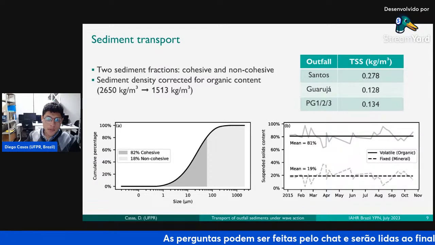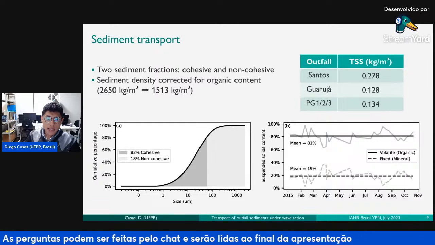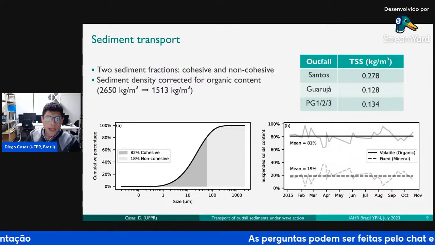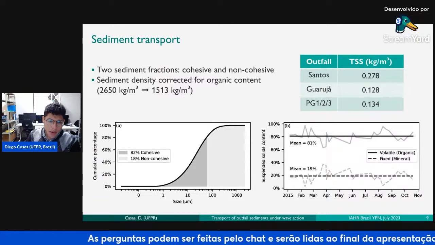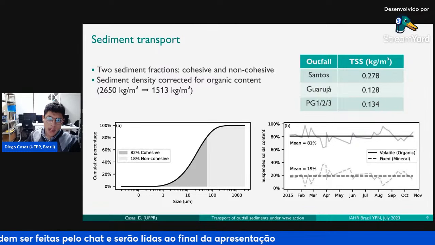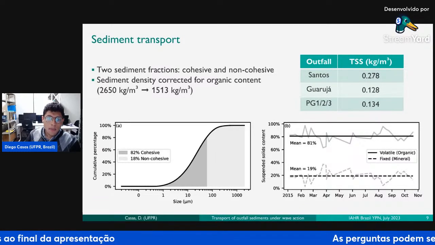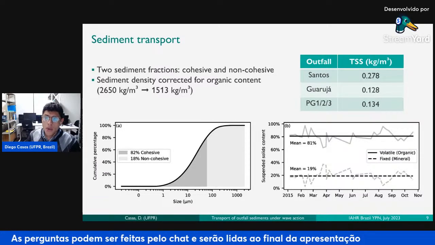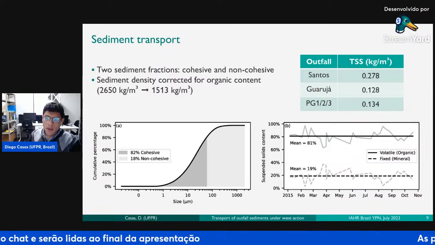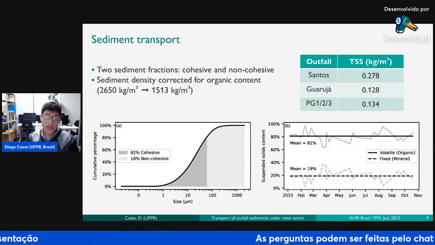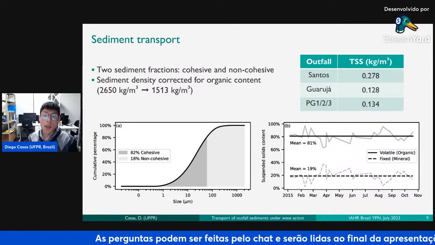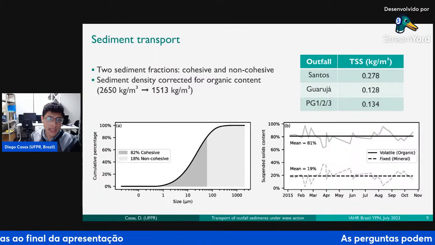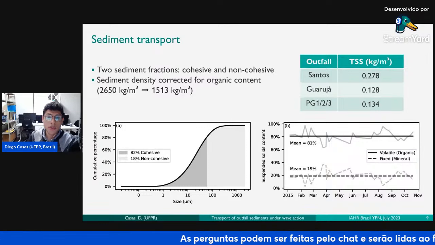Then for the sediment transport, based on some granulometric studies, we divided the sediment into two fractions, one for cohesive sediment and the other for non-cohesive, sandy sediment. As you can see here in the granulometric curve, about 82% of it is cohesive and about 18% is sandy, non-cohesive sediment. We also considered some studies on the sediment composition, and we found that about 80% of it is volatile-type sediment, which is usually associated with organic-rich sediment, which has lower density than mineral or fixed sediment. That's why we applied a correction to the sediment density, and it went from about 2,600 to 1,500 kilograms per cubic meter.